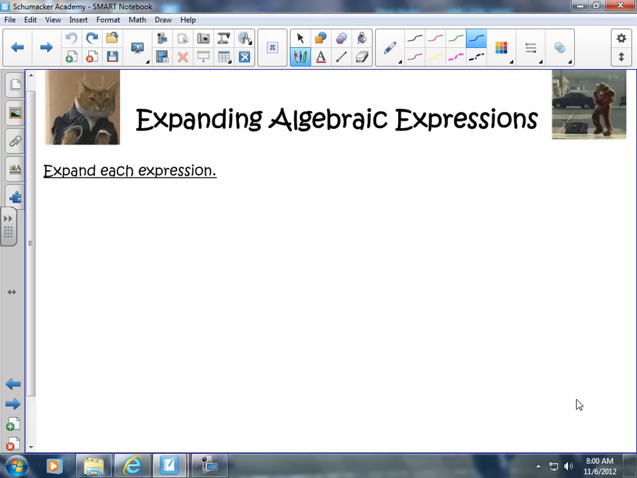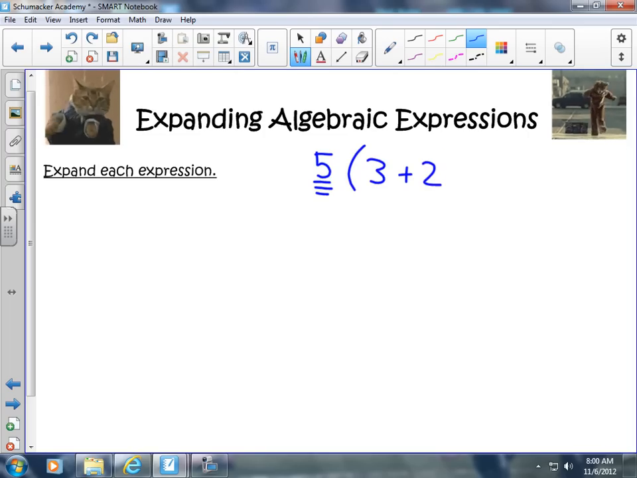Let's say I'm going to have a party. I'm going to have 5 pieces of candy to hand out to the people at my party. And at my party, I'm going to have 3 boys and 2 girls attending. So if I need to figure out how much candy, well, 5 pieces of candy go to each of the boys, and there are 3 boys. So I'm going to do 5 times 3.